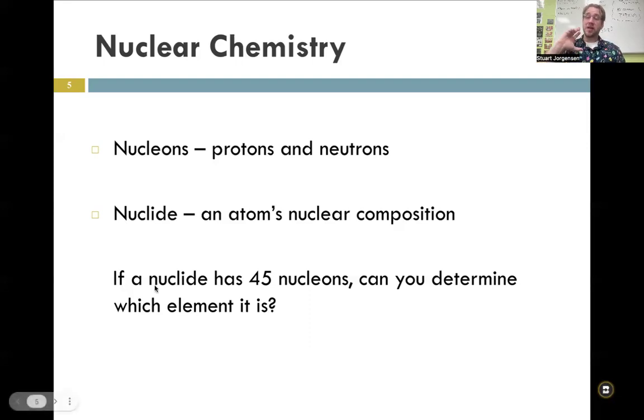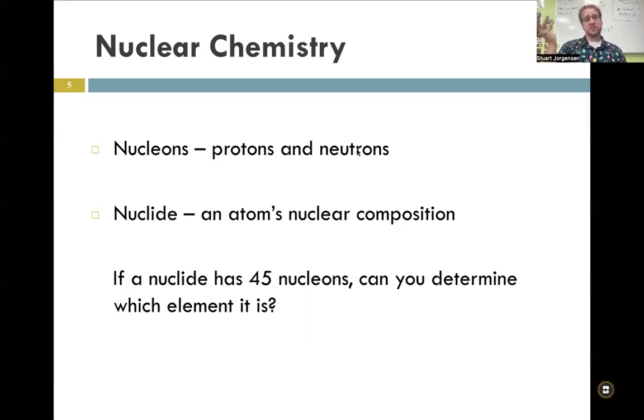If I were to tell you a nuclide has 45 nucleons, could you tell me what the element is? And you're thinking, well, 45. Number 45 on the periodic table, that's rhodium. But wait, that's the atomic number. That's the number of protons. This is nucleons. It's both the protons and the neutrons.